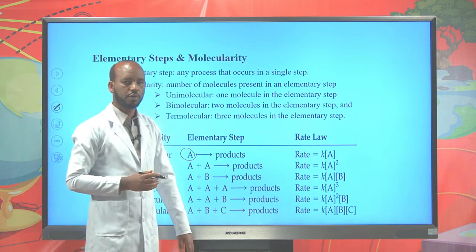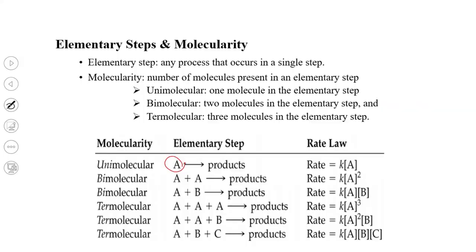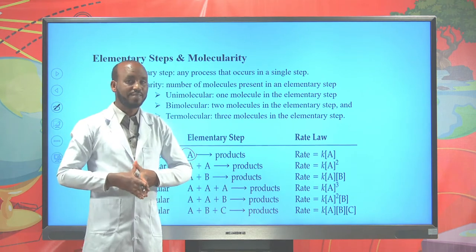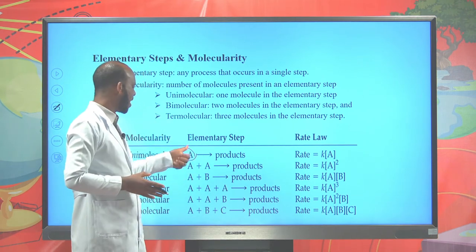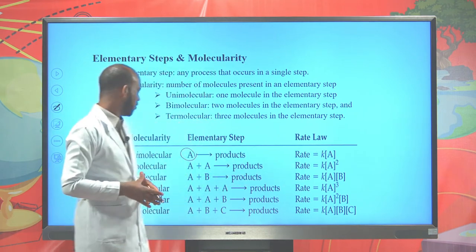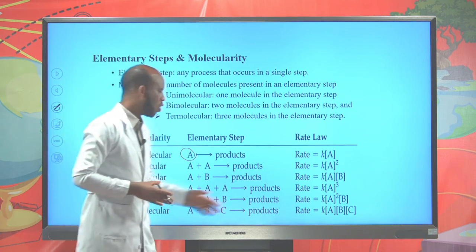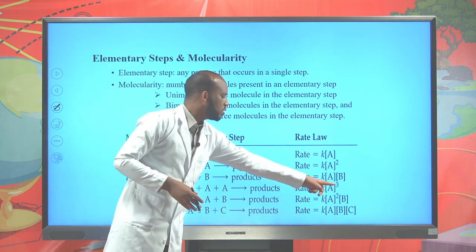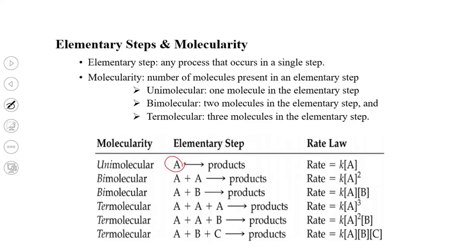Rate law for unimolecular: rate equals k times the concentration of A. Therefore, the overall order for a unimolecular reaction is the same as the molecularity of the reaction. It is unimolecular, one reacting species, so its order is 1. For bimolecular, the overall order is 2. For termolecular, the overall order is 3, the same as the molecularity of the elementary reaction.